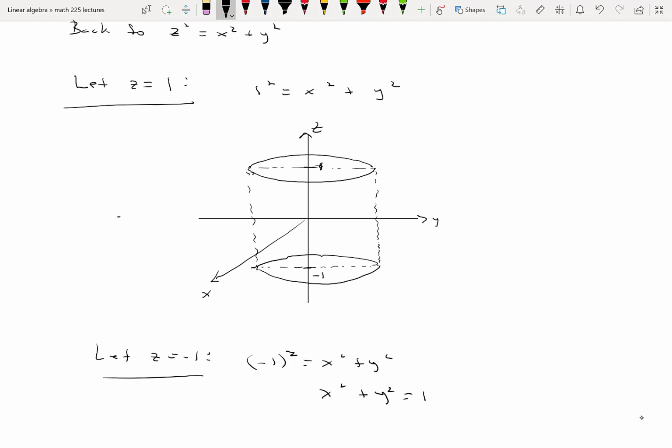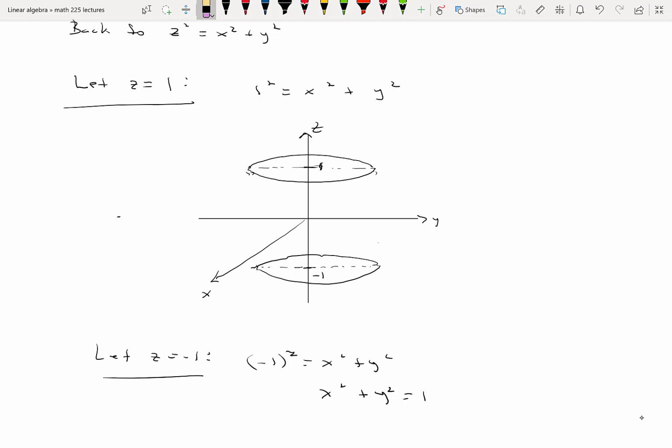Okay, so now we have two traces. This is not a cylinder. Those dotted lines are not part of my drawing. In fact, maybe I should get rid of them. So far I have two cross sections. Is this enough to tell what the three-dimensional surface is? No, heck no.